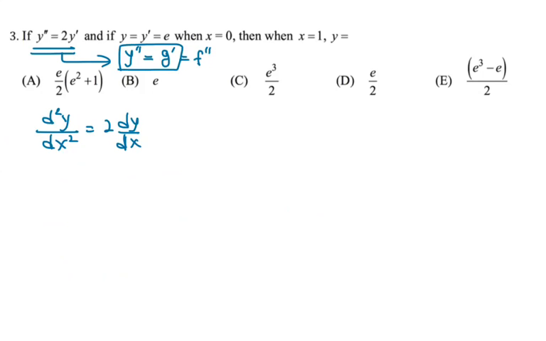Then, first, what we'd like to do is this: dg over dx would be equal to 2 times g. Now we're going to do a separable differential equation just like before, so we get dg over g is equal to 2 dx.